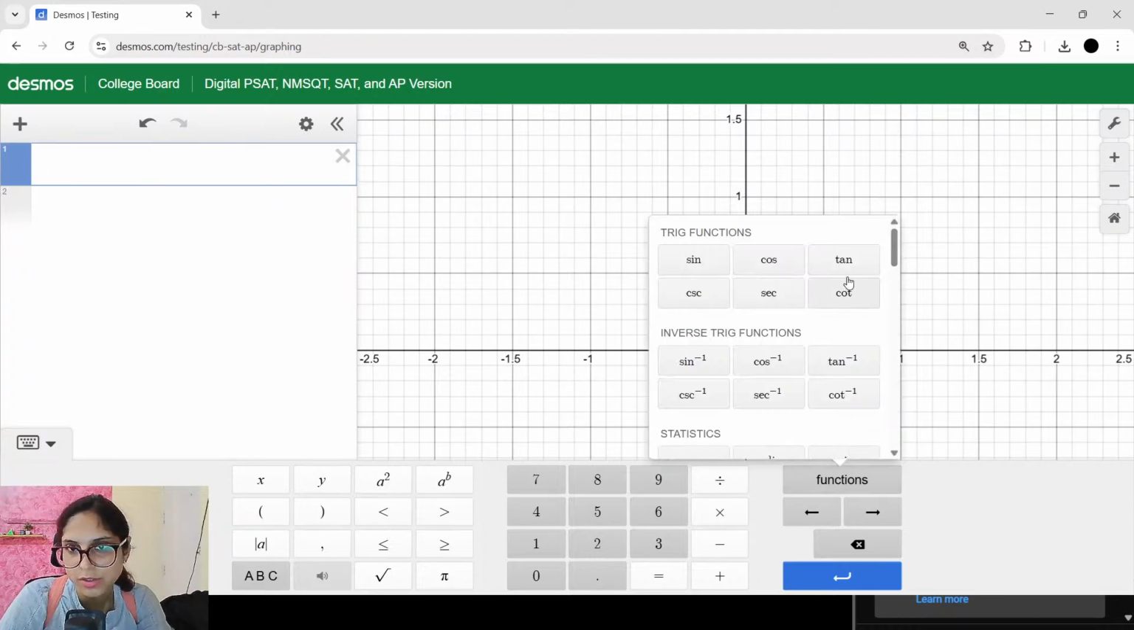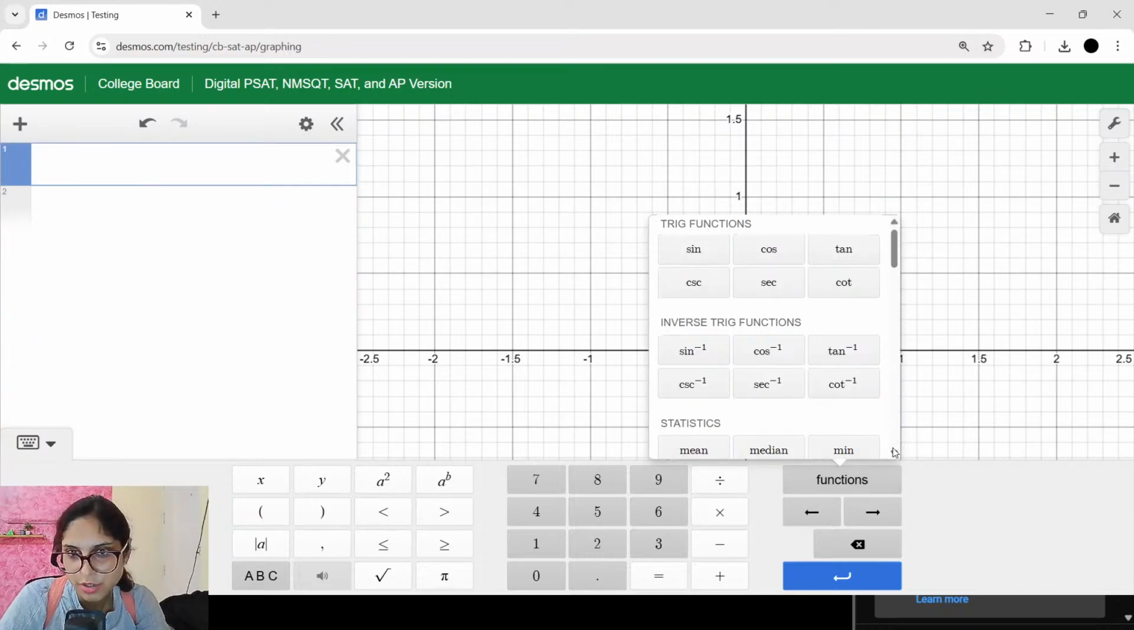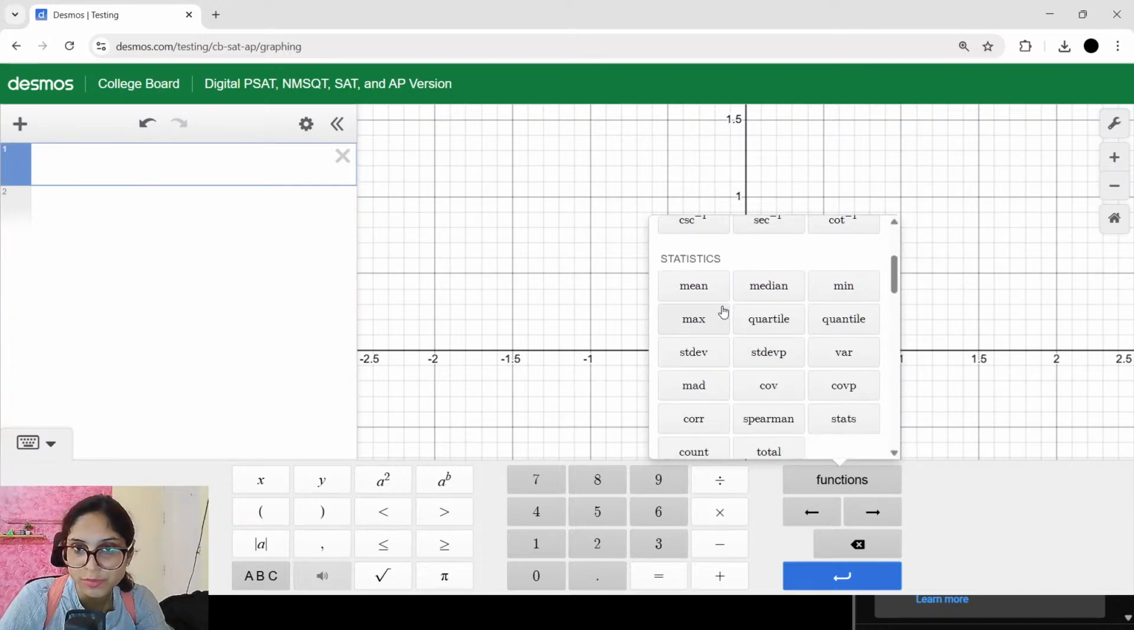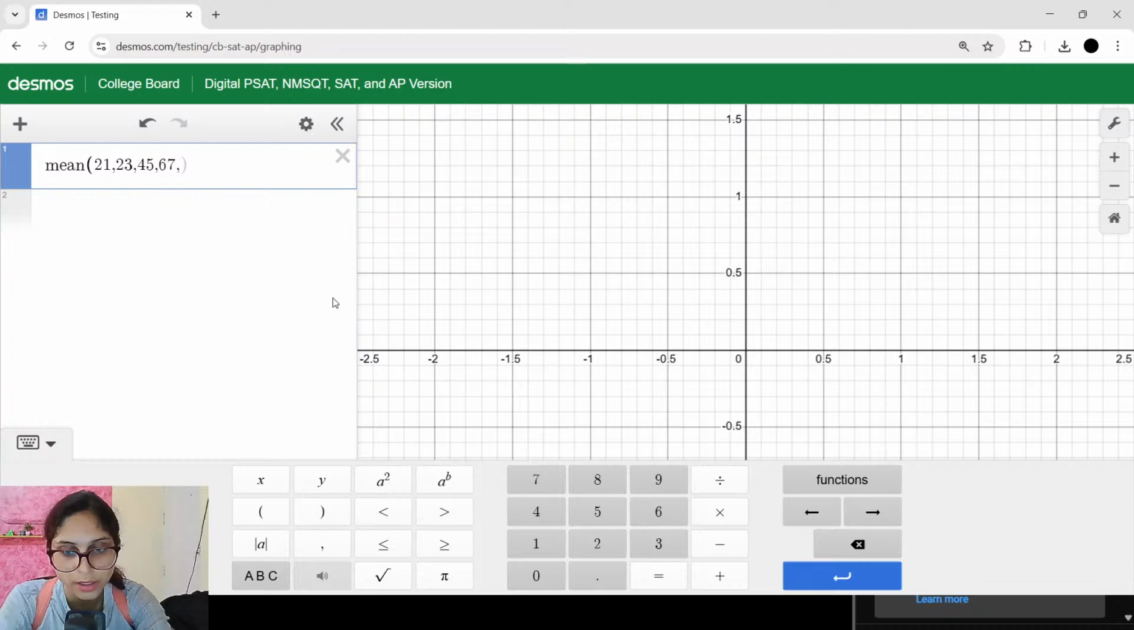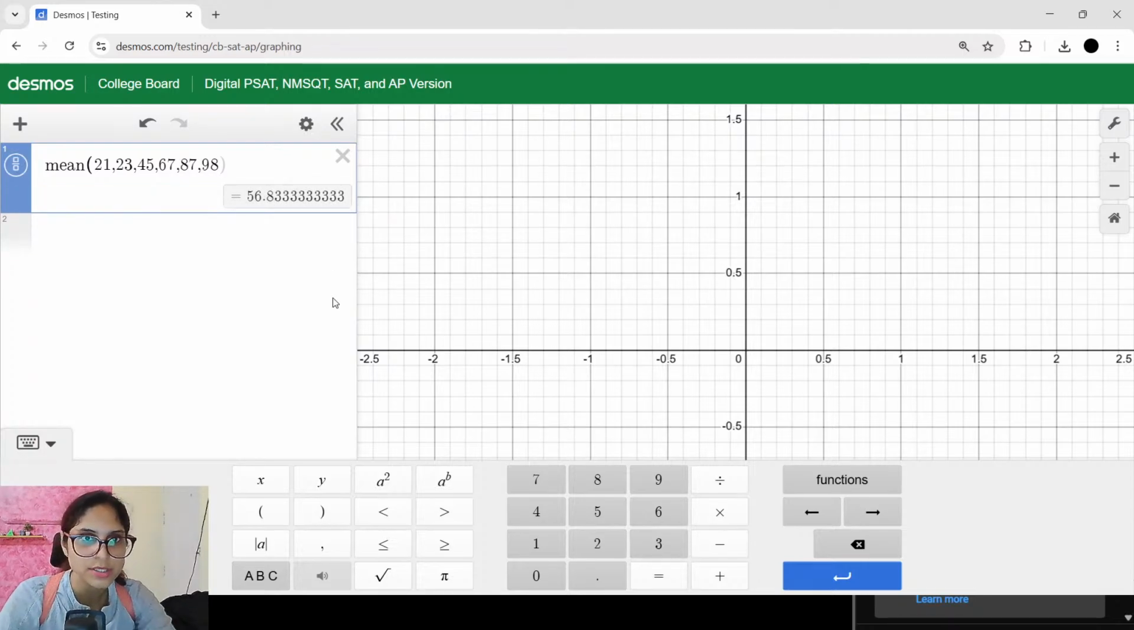And then you have statistics. So in statistics, you can find out mean. So in mean, you just have to write all the values separated by commas. You don't need to remember the formula or anything. It doesn't matter how many values are there. You will get your mean directly. Just remember, mean, inside parentheses, all your values should be separated by commas. This is how you can find mean.